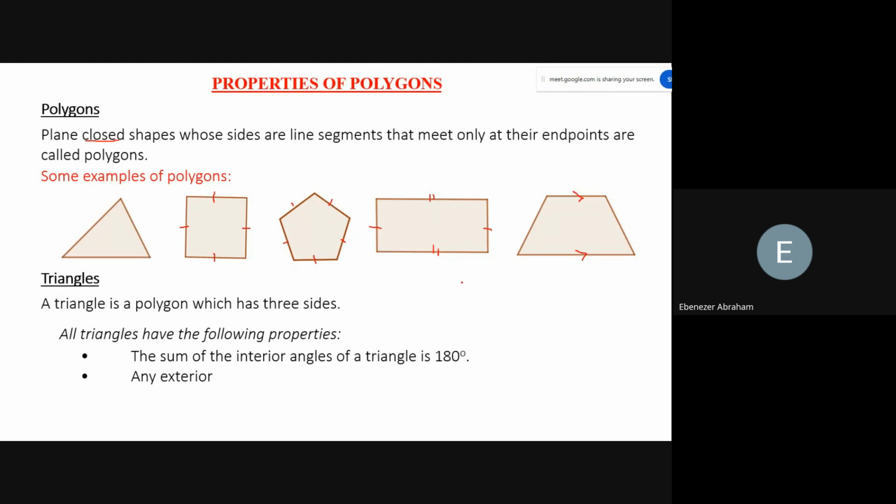Any other property? Is that all? Must have at least 3 sides. Don't bring in at least. If you say at least, you are saying a different thing. It means it is possible you can have 4 sides if you use the words at least. Have you exhausted all?